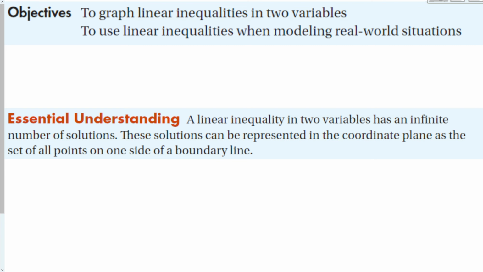So a linear inequality in two variables has an infinite number of solutions, just like a regular inequality. When we were dealing with inequalities previously, we would have something like x plus 2 is greater than 3. That has an infinite number of solutions, right? We would subtract 2 from each side, and we have x is greater than 1. There are an infinite number of things that we can plug into x that are greater than 1.